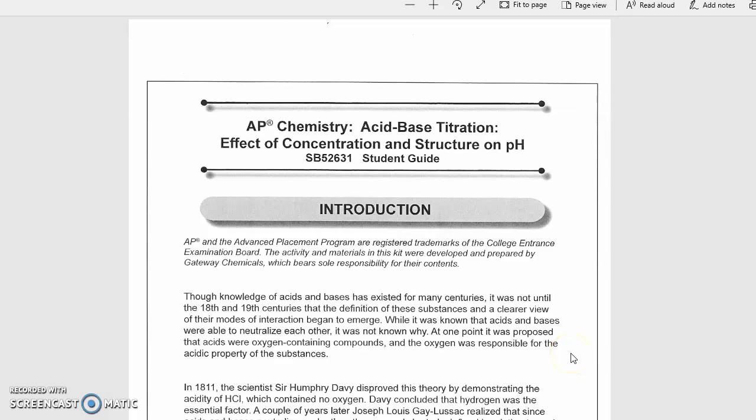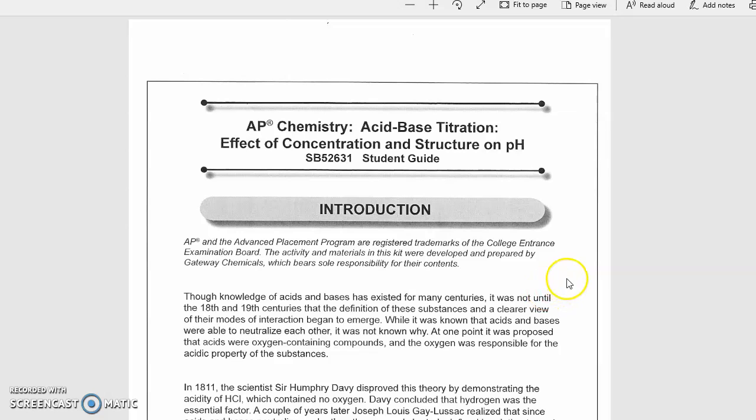Okay, let's go on to our lab number 10. This has to do with acid-base titration and the effects of concentration. As they say, structure on pH, it should actually be the effect of the type of weak or strong acid that you have involved. So there will be data for one such titration each.